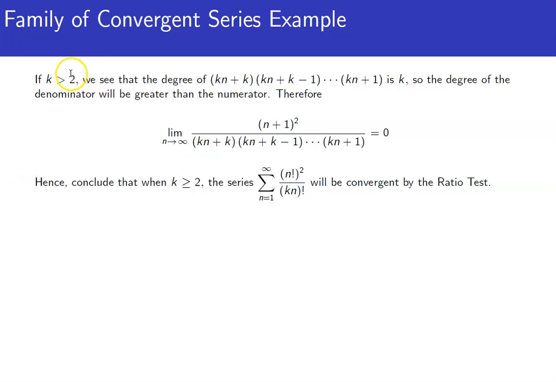So if k is greater than 2, the denominator's degree will be greater than the numerator's degree. If the degree of the denominator is greater than the degree of the numerator, we're guaranteed that the limit will be 0. So if k is 2 or bigger, we get a limit that is less than 1, either 1/4 in the case where k is equal to 2, or 0 in the case where k is greater than 2. Either way, those are both less than 1, so for k greater than or equal to 2, this series converges by the ratio test.